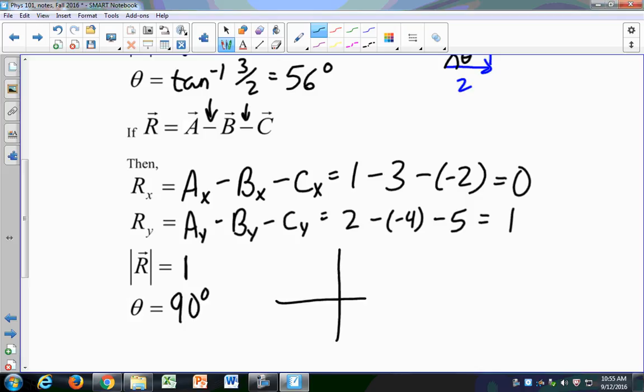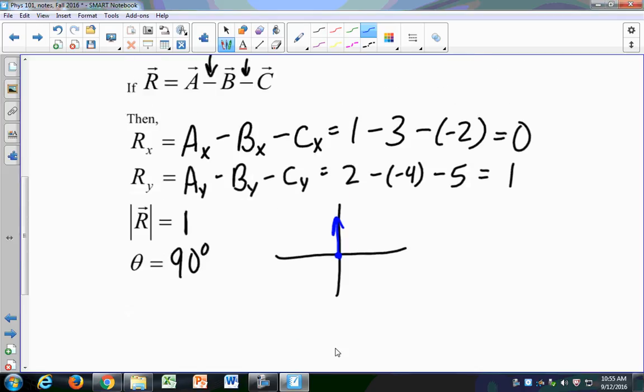Because if I think about where my x and y components are, it has no x component, and the y component has a value equal to 1. So that is my vector, 1 unit or whatever it is, at 90 degrees from the x-axis.